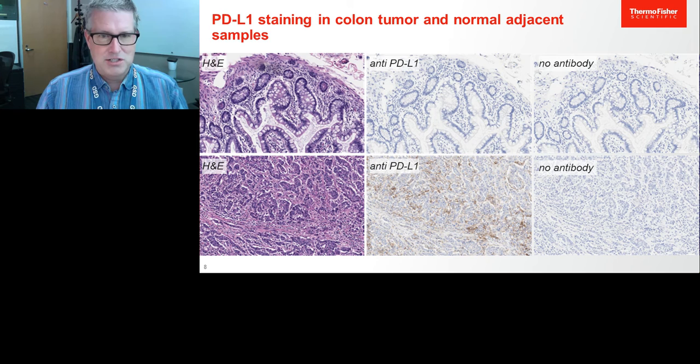And this is from the tumor that was adjacent to the normal tissue. Here we see the H&E staining. There's PD-L1 staining throughout this particular sample, and again, that's specific to the antibody because no antibody didn't show any staining at all.